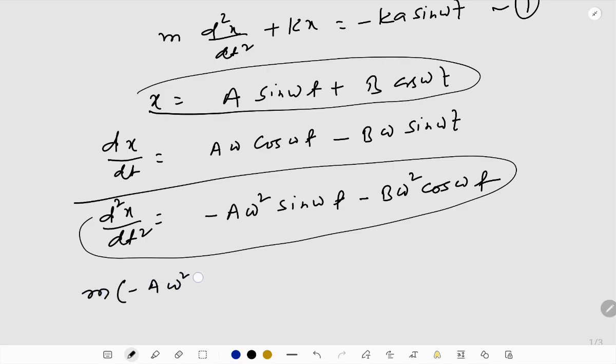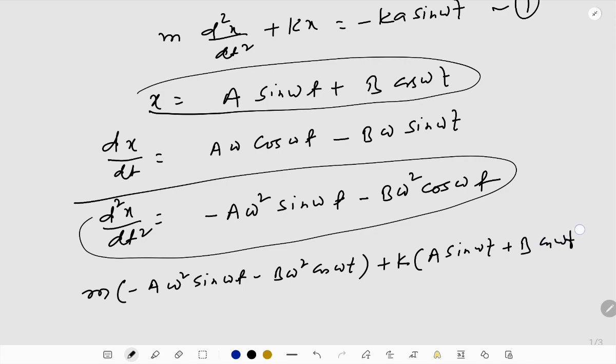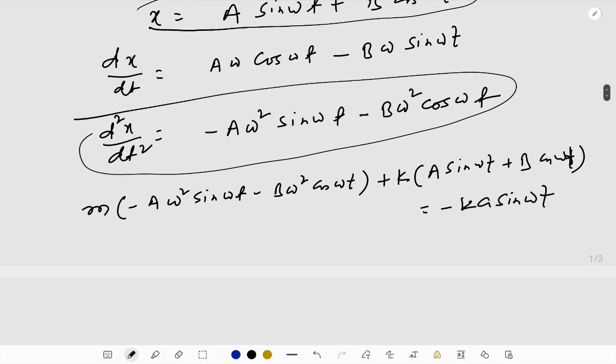minus a omega square sine omega t minus b omega square cos omega t, and plus k a sine omega t plus b cos omega t, and that will be equal to minus ka sine omega t. That's right. And this is the equation.